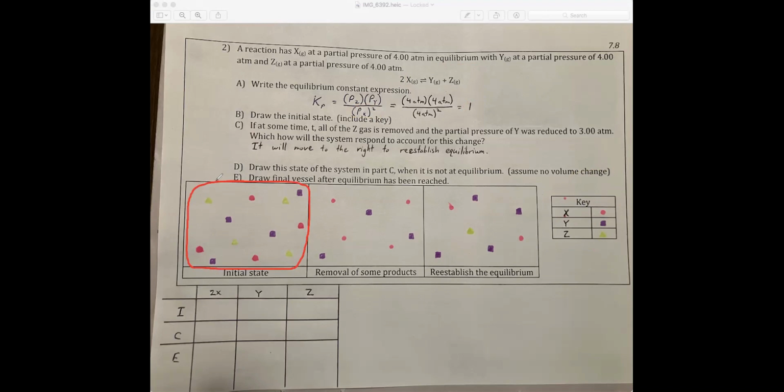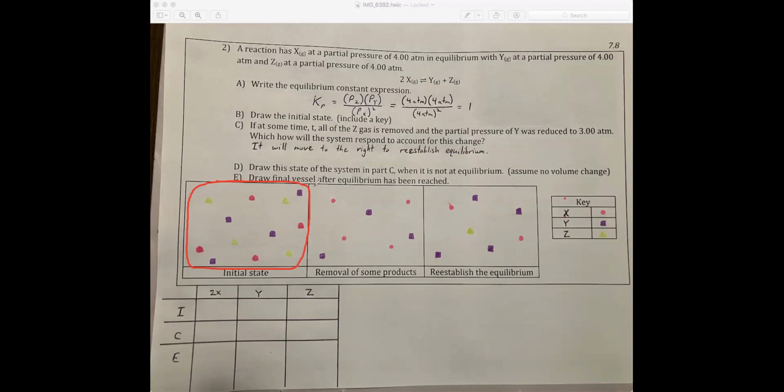For part C, if at some time all the Z gas is removed and partial pressure Y is reduced, how will the system respond? So if you're going to take away the products, if you're going to take away stuff from the right side, it's going to start moving towards the right side to create more. So I put as my explanation, it will move to the right to reestablish equilibrium.